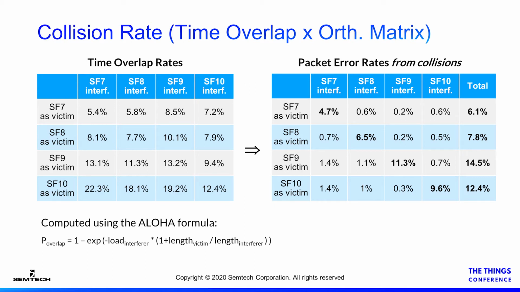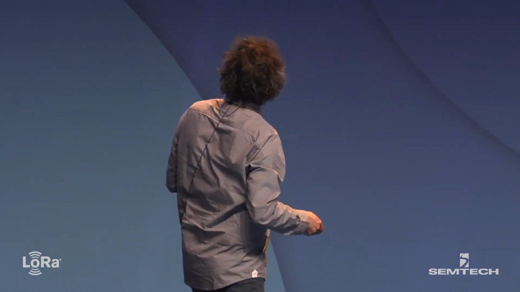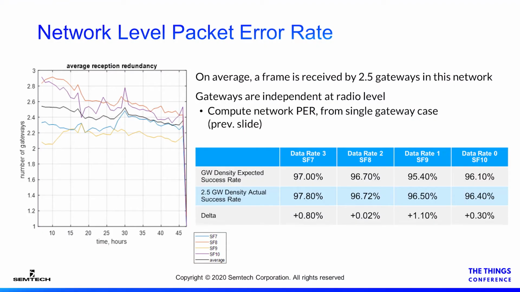But hopefully, this network has redundancy, like in all LoRaWAN networks, because several gateways can receive the same message. And then we take this into account. So this is the diversity for different spreading factors of the gateways, but on average, 2.5 gateways receive the same packet. So when you take that into account, the probability of success rises to a level around 97%.